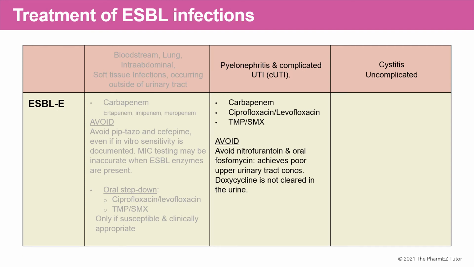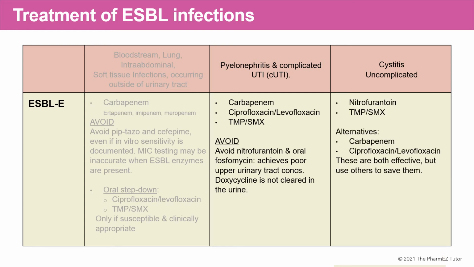For pyelonephritis and complicated urinary tract infections, the drug of choice for ESBL-E are carbapenems, ciprofloxacin or levofloxacin, or trimethoprim sulfamethoxazole. We need to avoid using nitrofurantoin and oral fosfomycin because they both achieve poor upper urinary tract concentrations. And doxycycline is not cleared in the urine, so it's not indicated here.